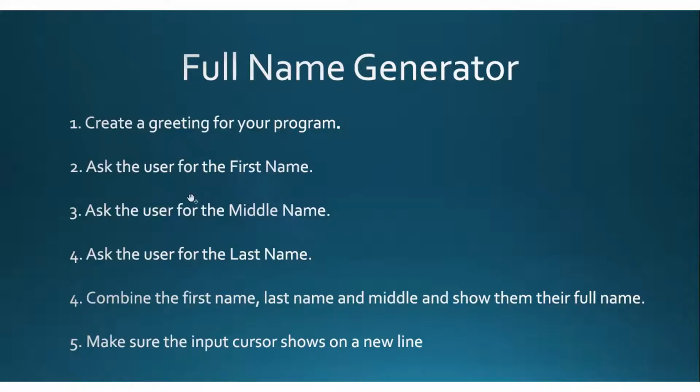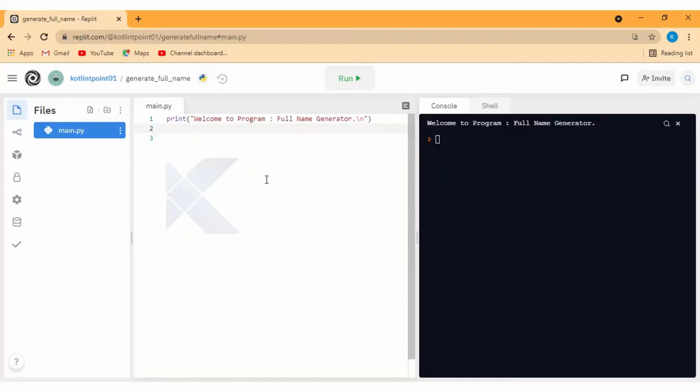Okay, next we need to ask the user for the first name. As we know, the input function can help you get input from the user, and I will store the first name in the first_name variable. So here I have the input function, and I will ask: enter first name, and a colon. So guys, this function will get the input from the user and store it inside the first_name variable.